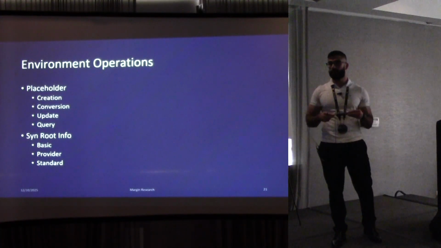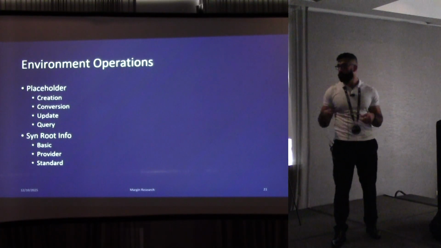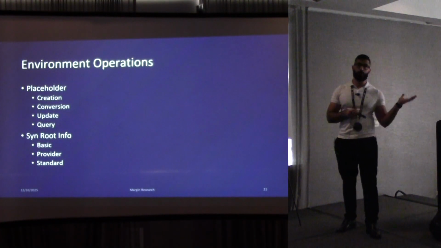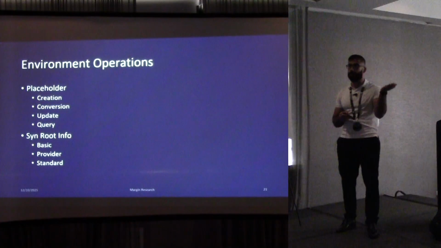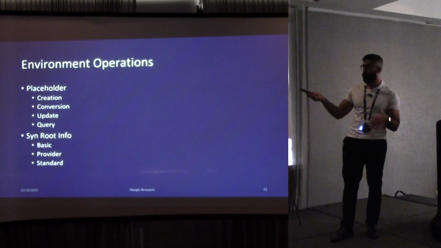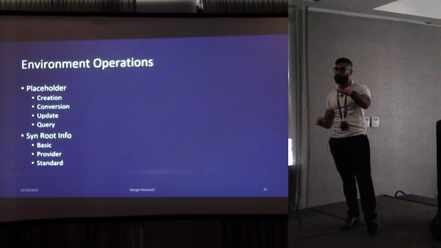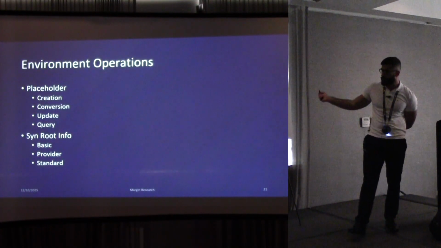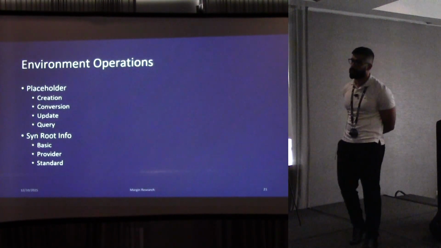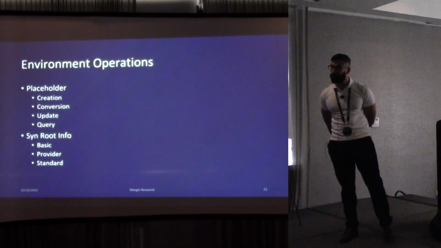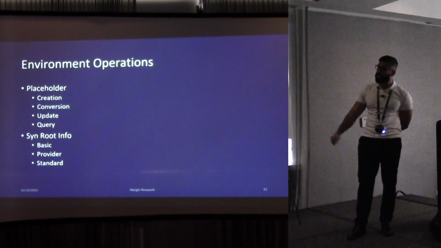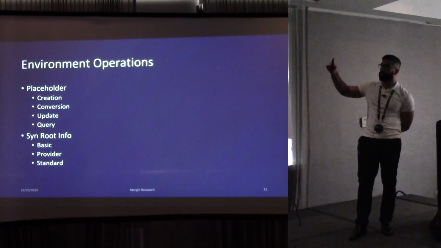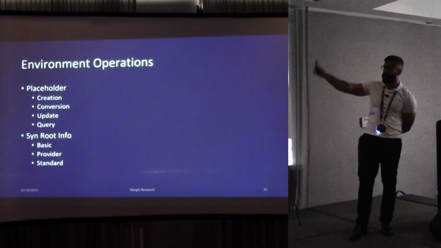So we already discussed what placeholders were. Here you can just create one, or when you convert, you get a regular file, and you convert it into a placeholder. Query, typically you use it on directories, and it's like, hey, which placeholders do you have, etc. With sync root information, you have basic, provider, and standard. I can't tell you the exact data off the top of my head, what these are returning, but they are listed. The least amount of information is in basic, and the most is in standard.